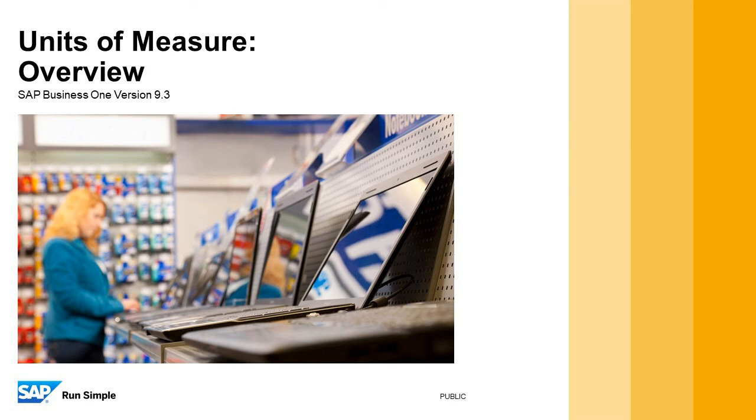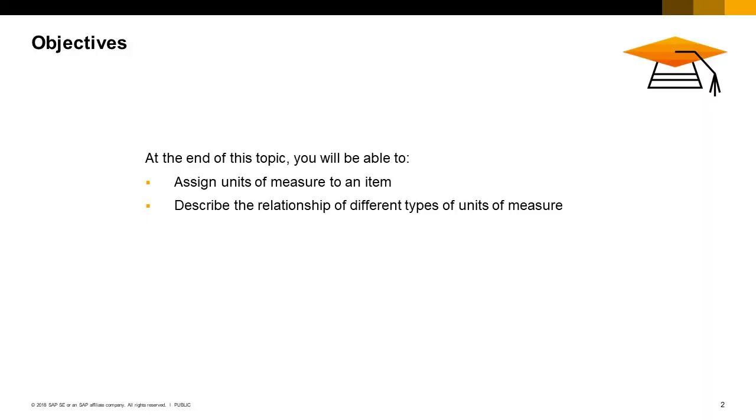Welcome to an overview of units of measure in SAP Business One. In this topic, you will learn how to assign units of measure to items by using unit of measure groups and describe the relationship of different types of units of measure for items in sales, purchasing and inventory.